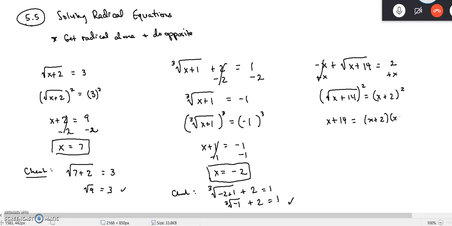This is x plus 2 times x plus 2, and I need to FOIL this out. So we FOIL it all out. We're going to get x squared plus 2x plus 2x plus 4. So we get x plus 14 equals x squared plus 4x plus 4, and I'm now realizing I should have done these out of order like I told you guys to do them, because this is a quadratic equation.